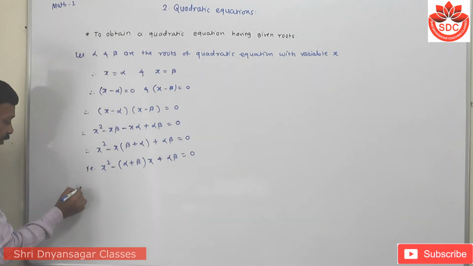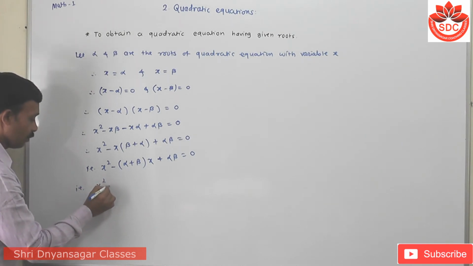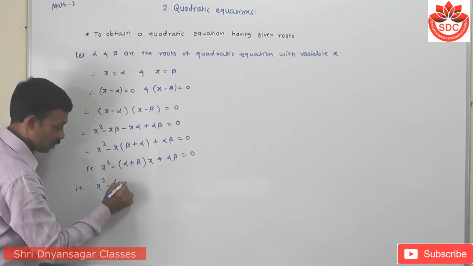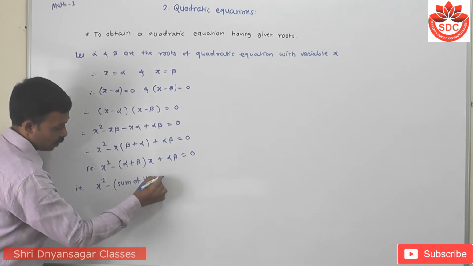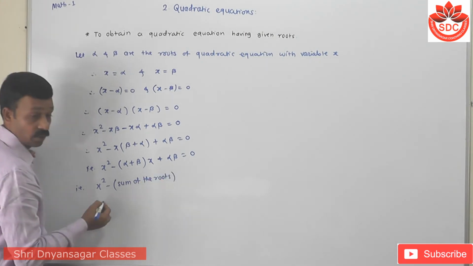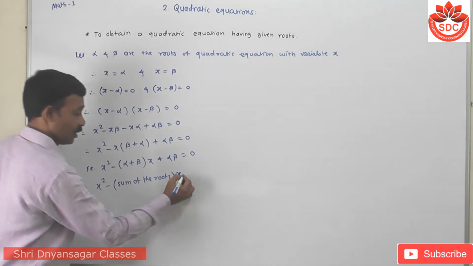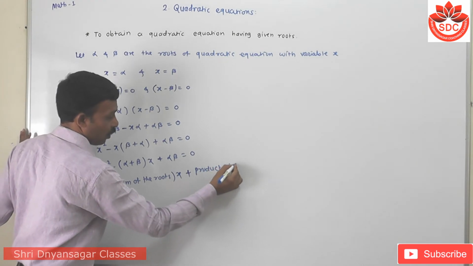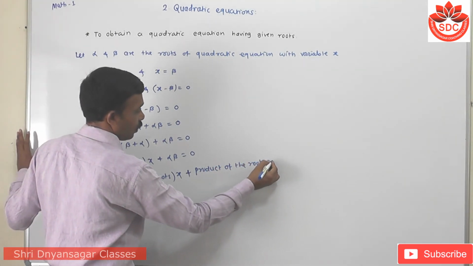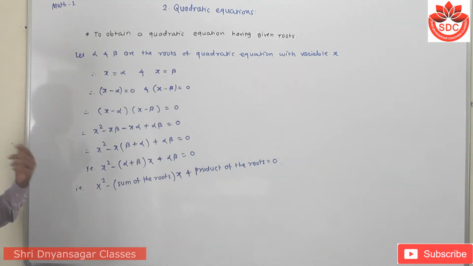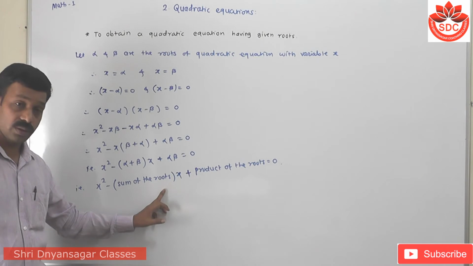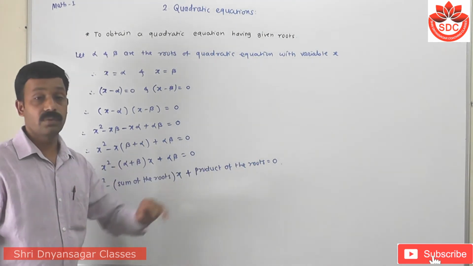That is, we write it in words such that this is x square minus the sum of the roots, or the addition of the roots, into x plus the product of the roots is equals to 0. Means that for obtaining the new quadratic equation, we have to use the formula x square minus sum of the roots into x plus product of the roots is equals to 0.